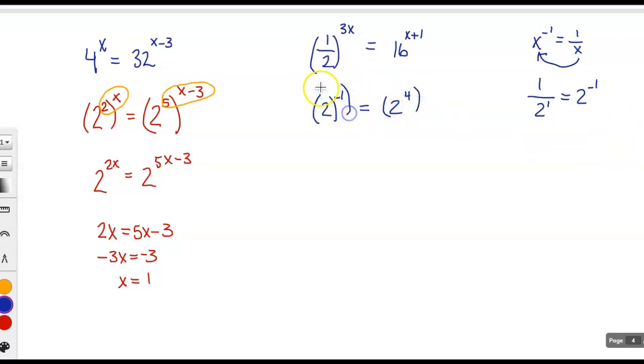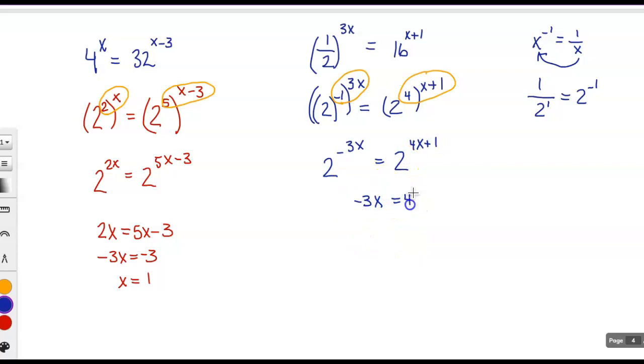Oh, sorry, I forgot the 3x here, so let me put the 3x there. And then this would be 2 to the 4th because that's 16 to the x plus 1. And then you do everything the same way, right? You multiply the exponents just like we did in the last problem. So you would get 2 to the negative 3x equals 2 to the 4x plus 1. And now you can drop the bases again. Negative 3x equals 4x plus 1, or negative 7x equals 1, or x equals negative 1/7.